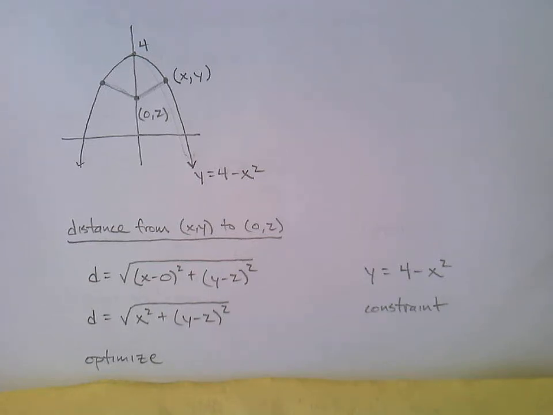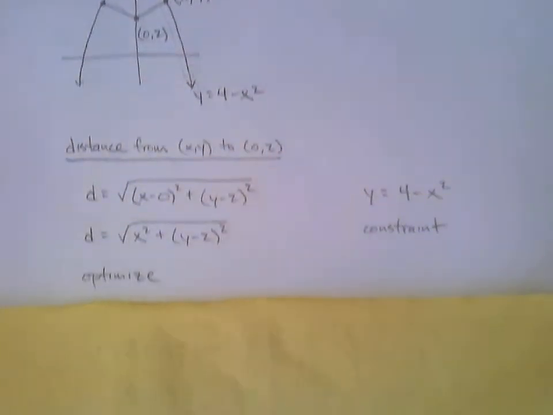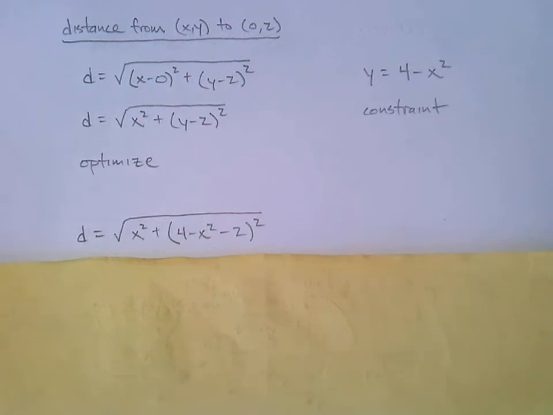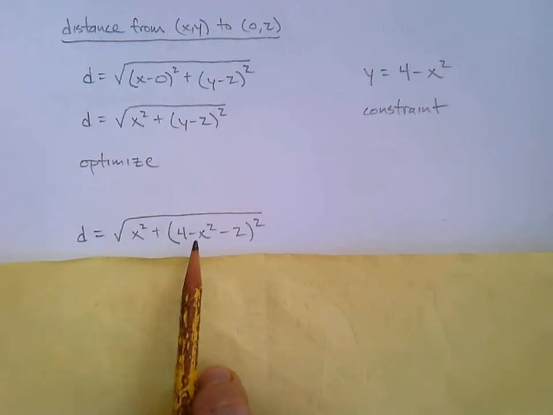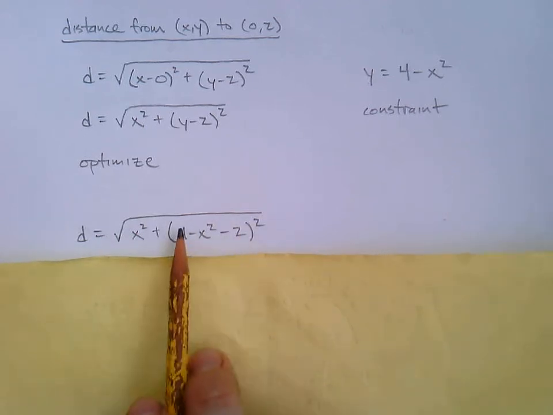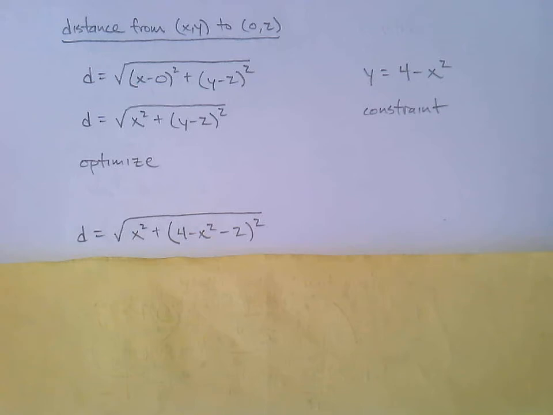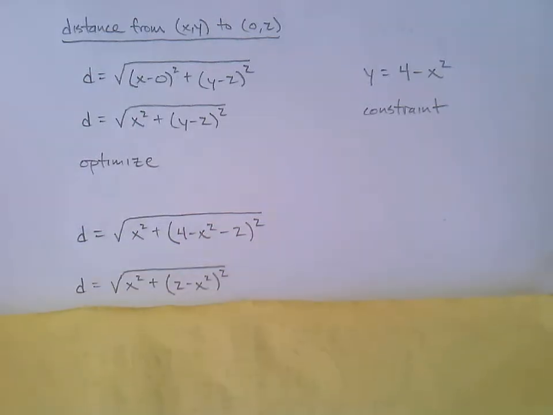Okay, so what do we do next once we have our two equations? We use the constraint to create one variable out of what we're trying to optimize. And this one's perfect. It's already solved for y. So we can take 4 minus x squared and just put it right in. So substituting, d equals square root of x squared plus (4 minus x squared minus 2), all quantity squared. And let's clean this up, right? 4 minus 2. We can say (2 minus x squared) squared.